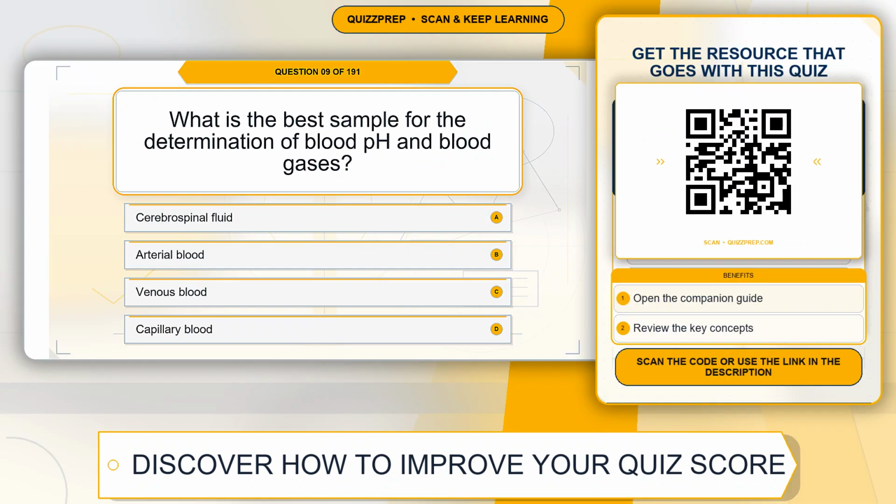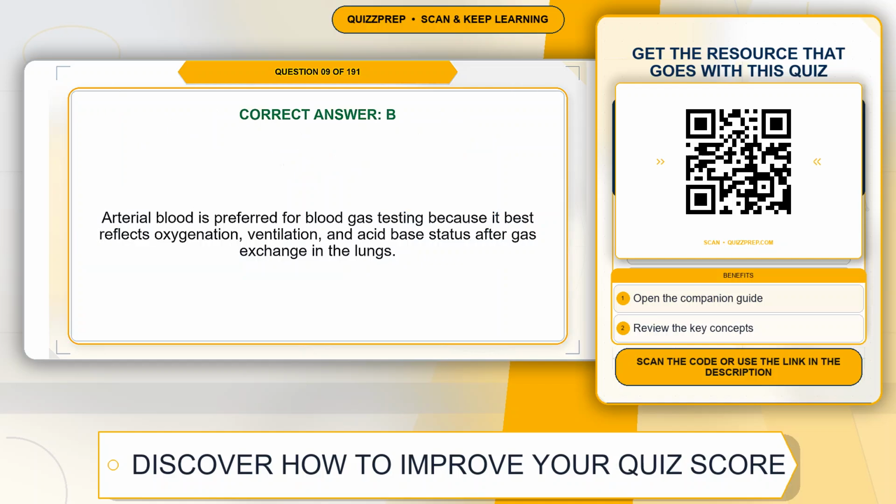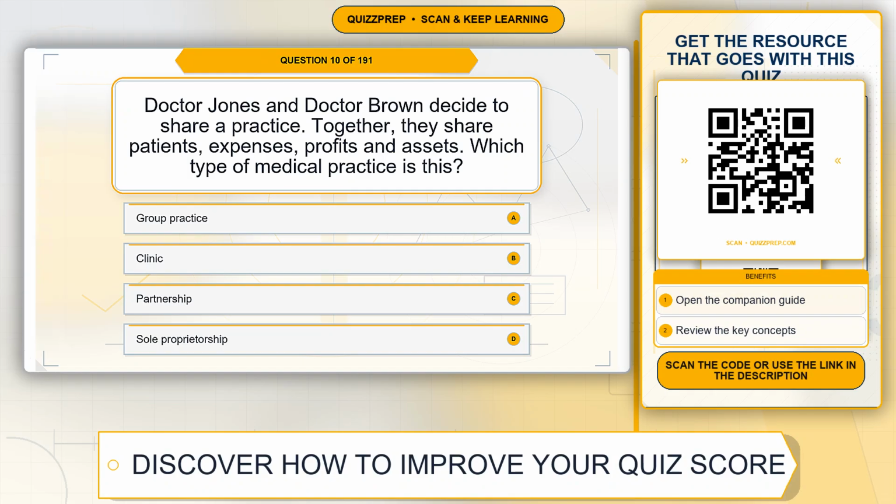Question 9. What is the best sample for the determination of blood pH and blood gases? Option A, cerebrospinal fluid. Option B, arterial blood. Option C, venous blood. Option D, capillary blood. The correct answer is option B, arterial blood. Explanation. Arterial blood is preferred for blood gas testing because it best reflects oxygenation, ventilation, and acid-base status after gas exchange in the lungs.